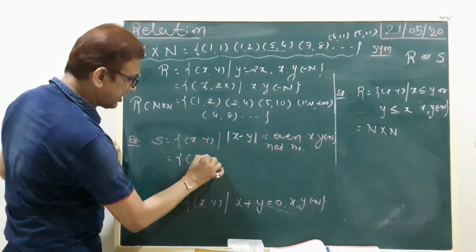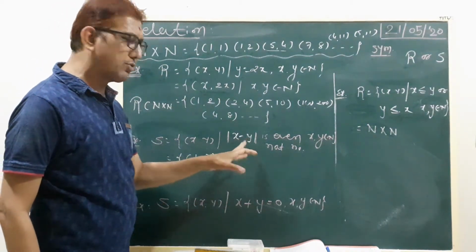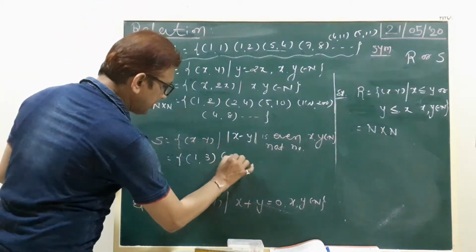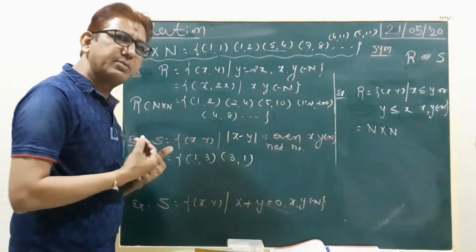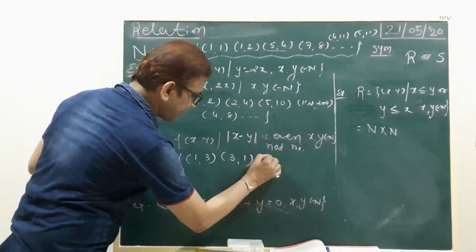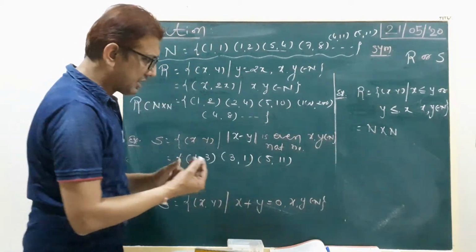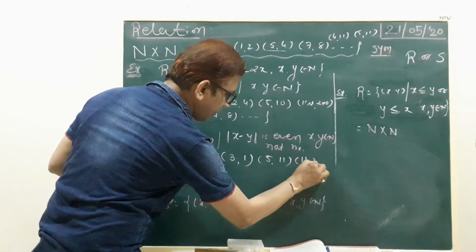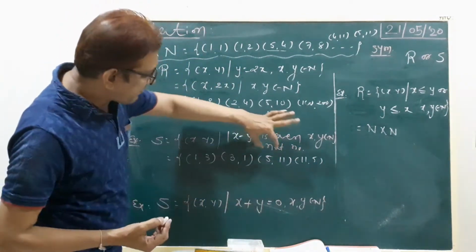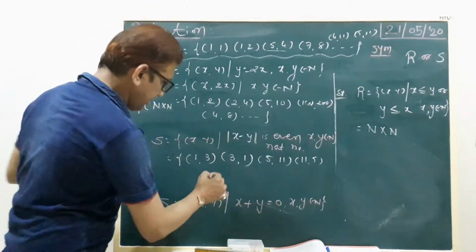Okay. Now select brackets. Suppose (1,3). Put x equal to 1, y equal to 3. 1 minus 3 is 2. 2 is an even natural number. So here (3,1) is also possible because 3 minus 1 is 2. If we take here (5,11), 5 minus 11 is 6. So (11,5) is also possible. Is that clear? The subtraction of these two numbers is an even natural number.